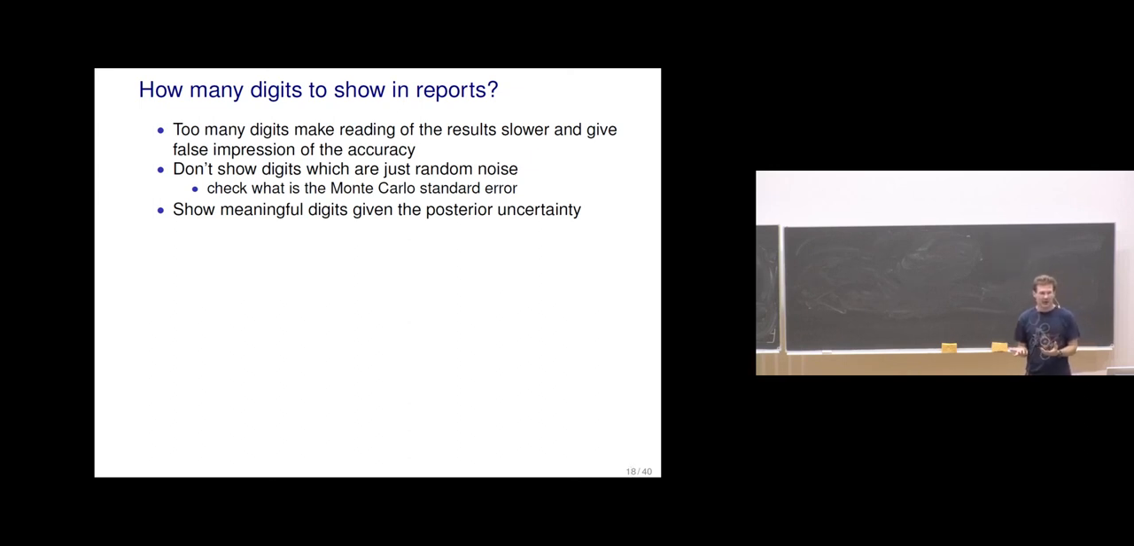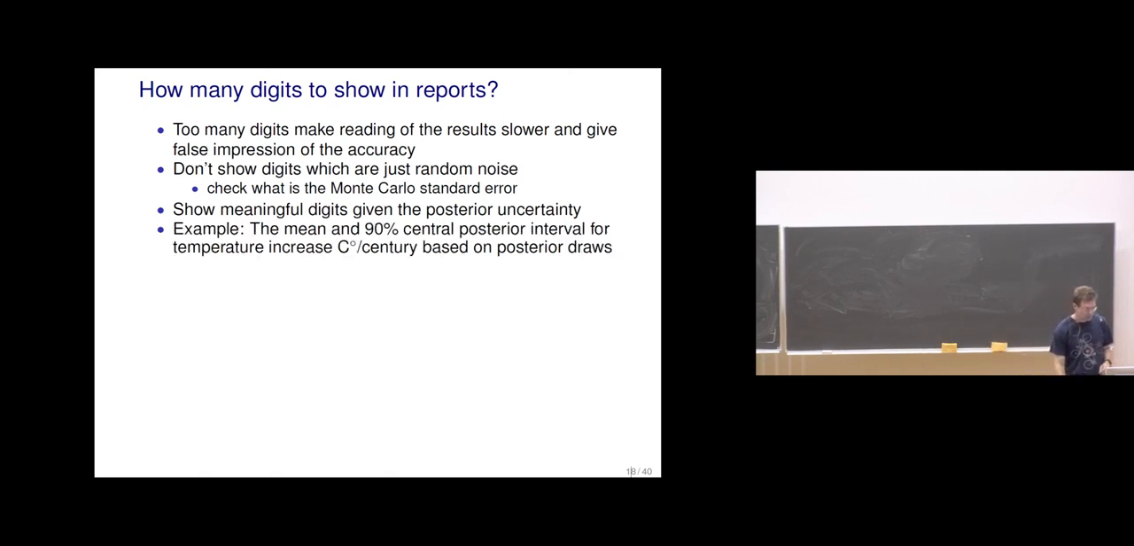It was mentioned that for the mean of the posterior, 100 simulation draws would be enough, because additional accuracy, more digits for the mean, is not meaningful if the posterior interval is wide. So back to this temperature increase, if we think about the mean and the 90% central posterior interval, we don't want to report this many digits. They are not meaningful, they are not helping, it's slower to read, and so on.